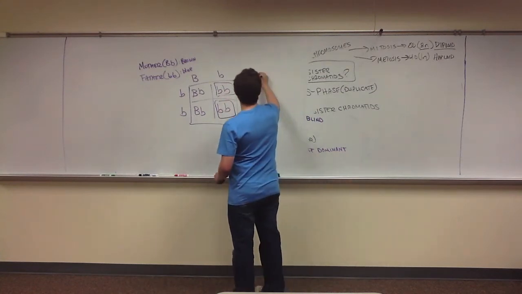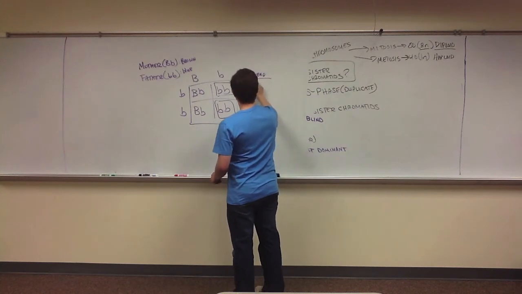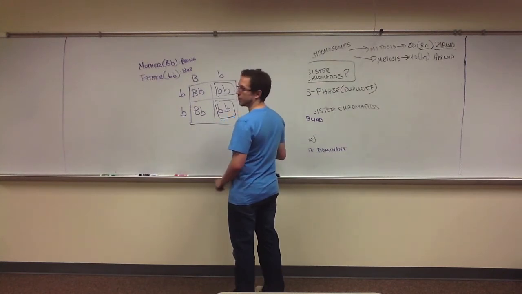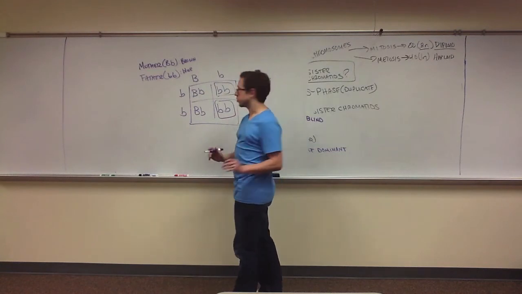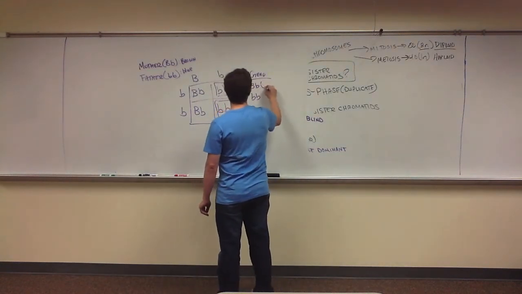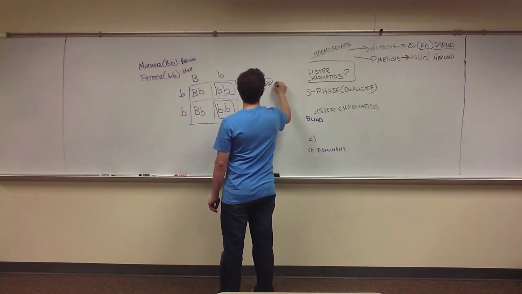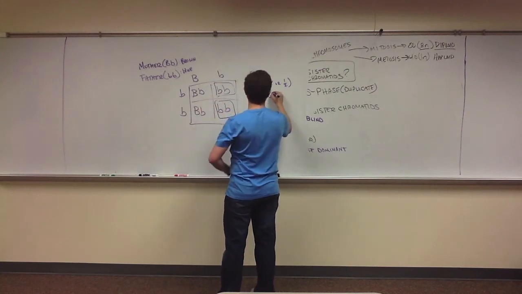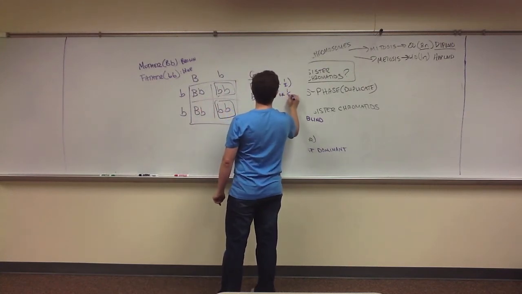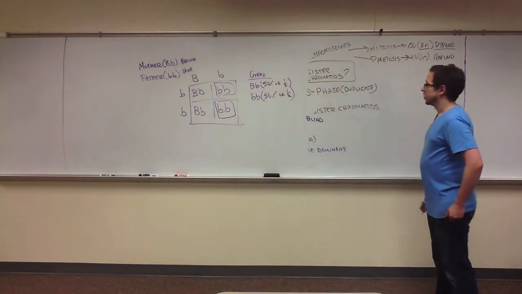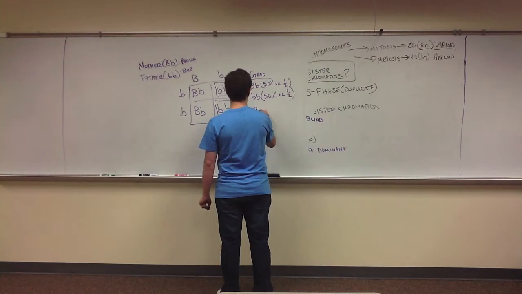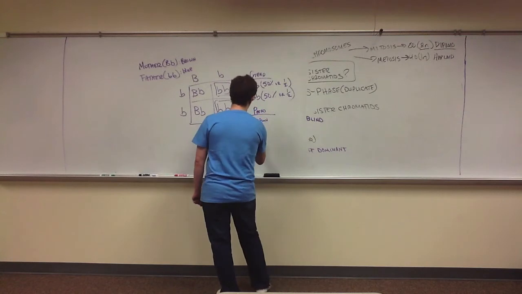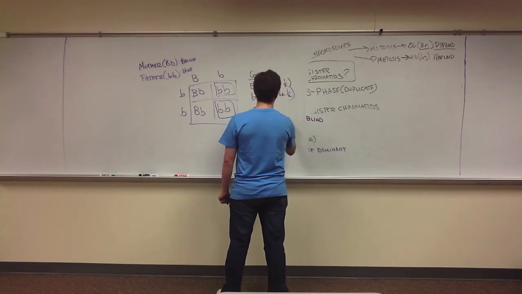Real quick, the genotypes that we get are big B, little b, and little b, little b. Do we get any big B, big B's? No, so that's 0%. These other two are going to be 50% or 1/2 for each, right? Because 1, 2, 1, 2. Okay? Phenotypes. Brown versus blue. What are my percent chances of getting each of those? 50% and 50%, or 1/2.